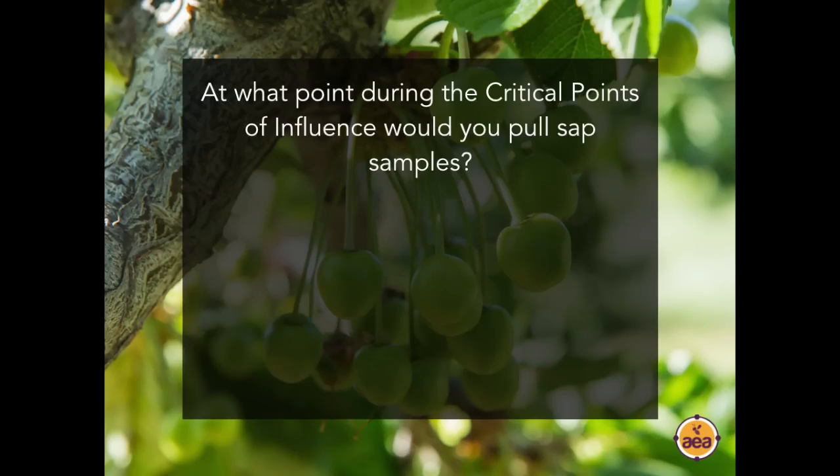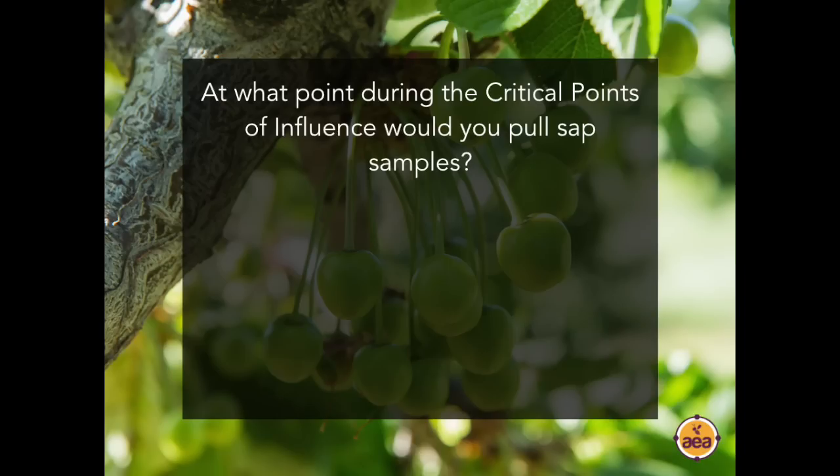Jerry Snyder asked the question, at what point would you apply sap analysis to critical points of influence? Preference, of course, is to use them every 2 weeks of the growing season because that's when you really learn the most. If that is not possible, then collect them 1 week to 10 days before you intend to put on an application.